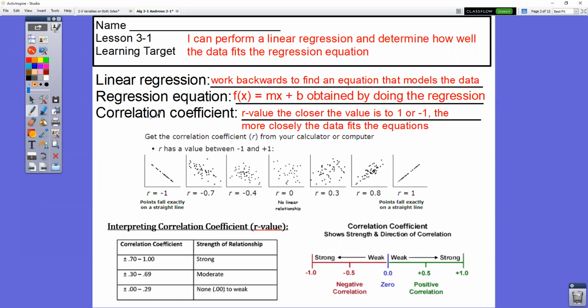The correlation coefficient. Now, correlation coefficient is the same exact word as R value. All right, your R value or correlation coefficient, those are synonymous for each other. The closer the value is to 1 or -1, the more closely the data fits the equation. The more closely it's going to form a straight line.